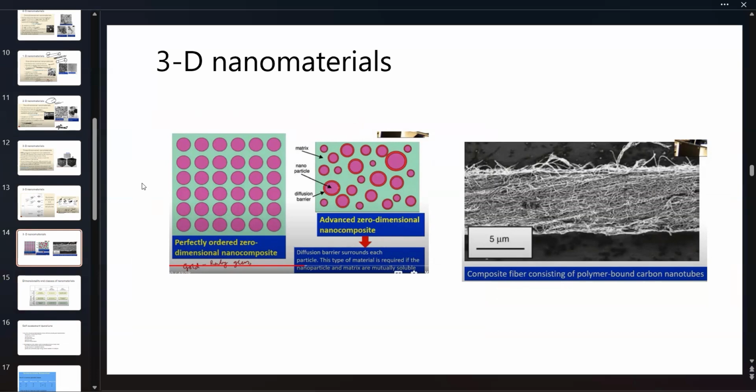These are 3D nanomaterials. So where you have gold ruby glass. In this case, this is your matrix. Here you can obviously see there are perfectly ordered zero-dimensional nanocomposites just because they are nanoparticles.